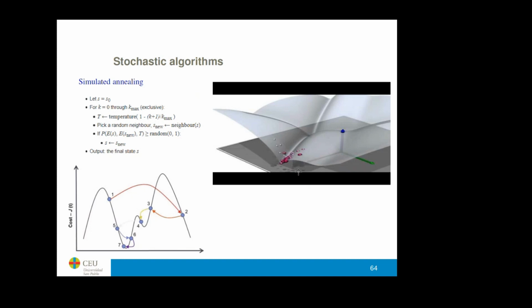It is called simulated annealing because it tries to simulate how metals cool. When you want to bend a metal, you first heat it, and then you can bend it, and then it cools. And in the cooling process, the energy of the metal is minimized, and they simulate that process.